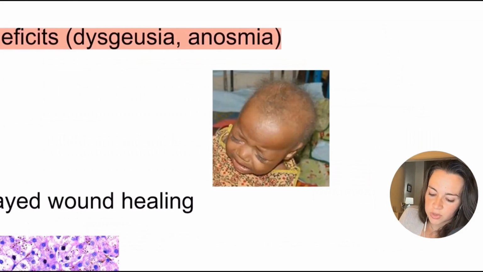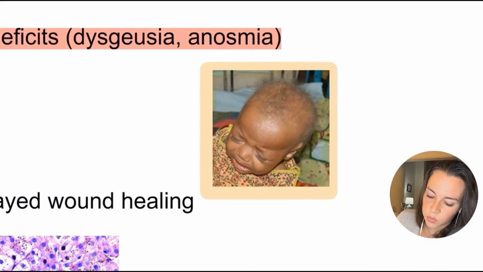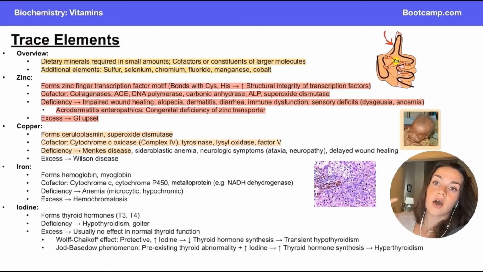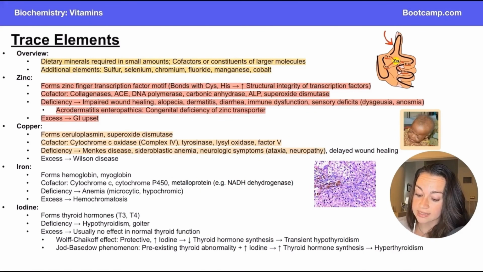Here was the picture that we used when we talked about Menkes disease, and the big giveaways for recognizing this were the kinky hair that was also sparse and brittle, as well as skin and hair hypopigmentation. Other clinical manifestations of a copper deficiency include sideroblastic anemia, neurologic symptoms like ataxia and neuropathy, as well as delayed wound healing. All these presentations are coming from a deficiency of the cofactor of all of these important biochemical agents.